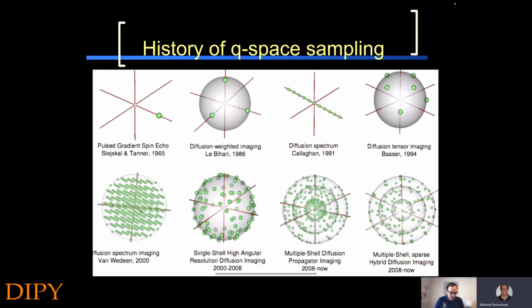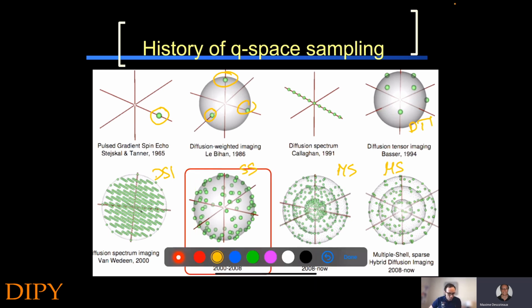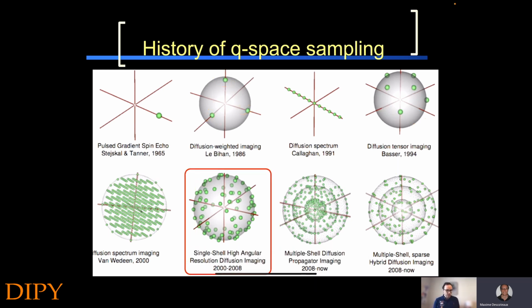This is just another representation where this is DSI, this is single shell, and this is different multi-shell versions. As opposed to the first row, which is more the classical DWI for one direction, for XYZ direction, 1D Q space imaging, or the basic 6-directional DTI. Right? So today we'll mostly be focusing on single shell and a bit of multi-shell data.